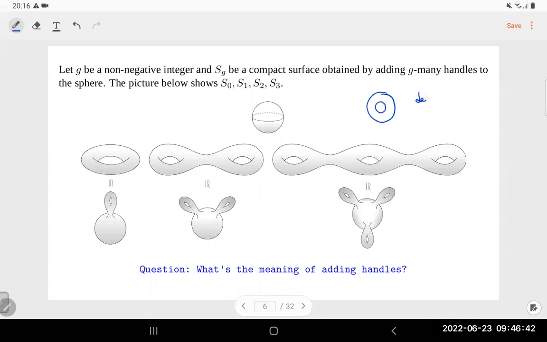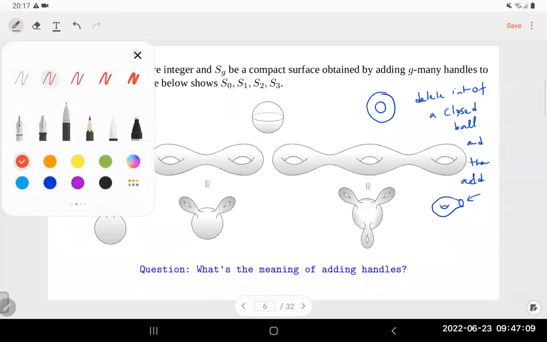and then add a one-hole torus. So what is the meaning of a one-hole torus? This copy has exactly one boundary. You have to glue this boundary with this boundary, right? Similarly, I'm doing it here.